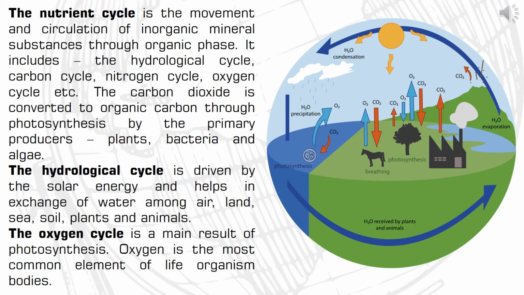The hydrological cycle is driven by the solar energy and helps in exchange of water among air, land, sea, soil, plants and animals. The oxygen cycle is a main result of photosynthesis. Oxygen is the most common element of living organism bodies.